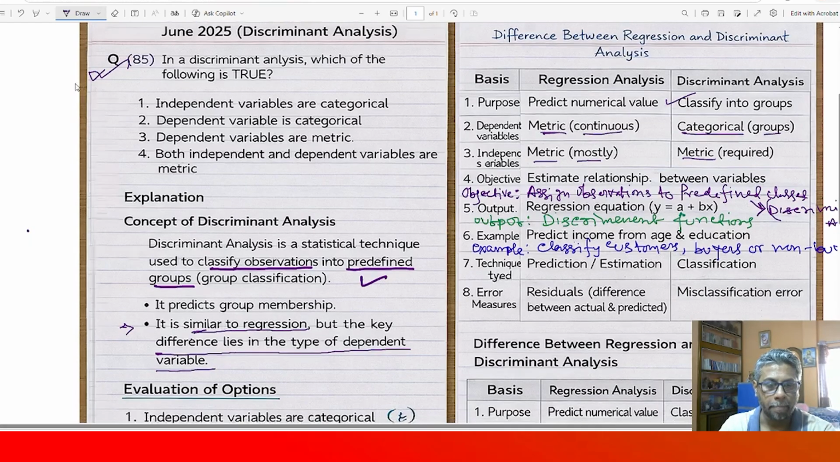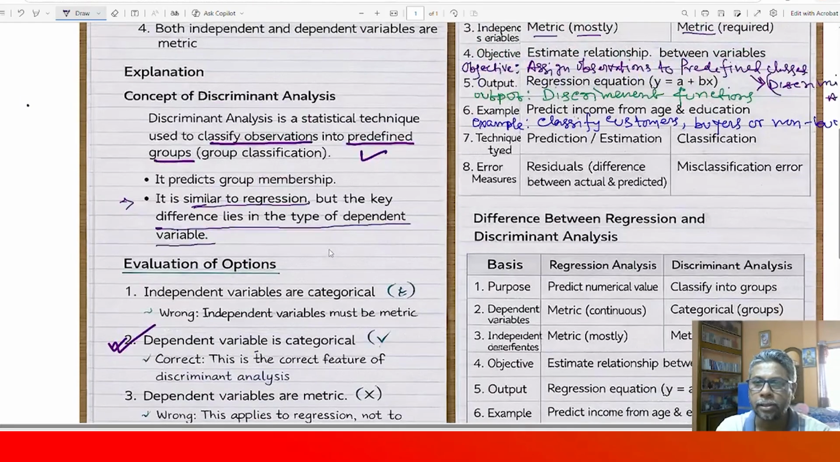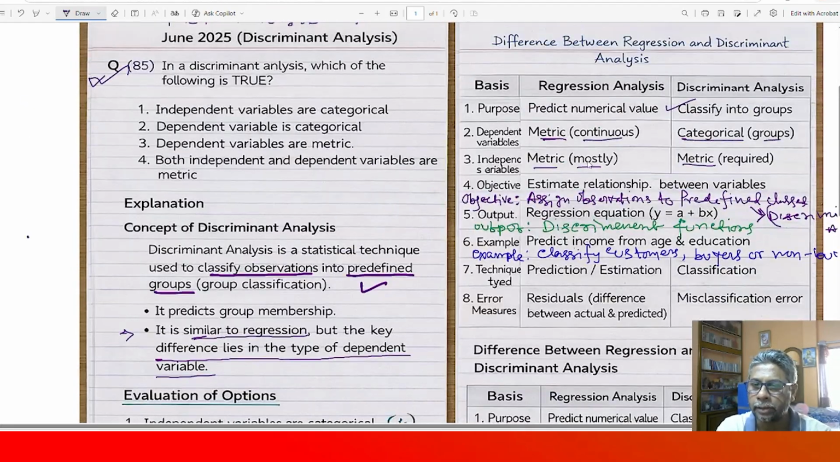In the case of discriminant analysis, the dependent variable is categorical, and the independent variables are metric. The objective of regression analysis is to estimate the relationship between variables. The objective of discriminant analysis is to assign observations to predefined classes.